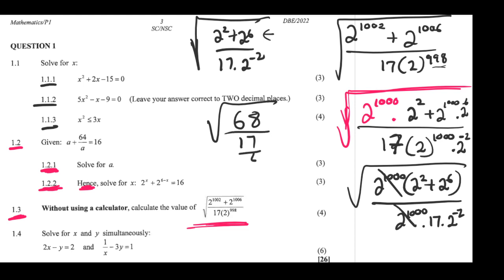You'll get 17 over 4. And then punch the whole thing in your calculator. You get the root of 16, which is equal to 4, right? So that is the solution for 1.3.